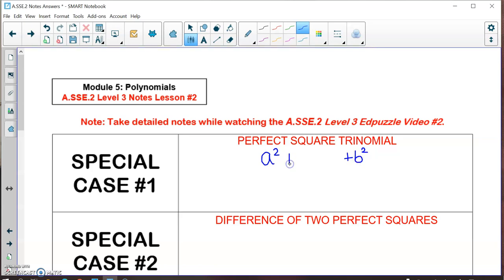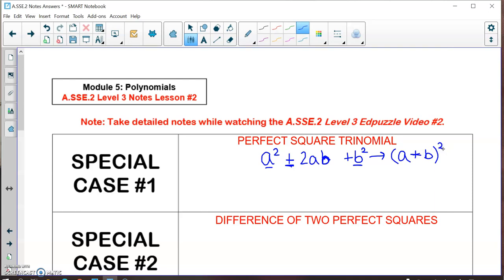And now your middle term could be plus 2 times the square root of your first term times the square root of your last term. If you have a trinomial in this format, then this is a perfect square trinomial. And how we would factor this is we would take the square root of your first term, the square root of a squared would be a. We would take the square root of your last term, which would be b. And we would take the operation between your first and second term, which in this case would be a plus sign, and then we would square that binomial.